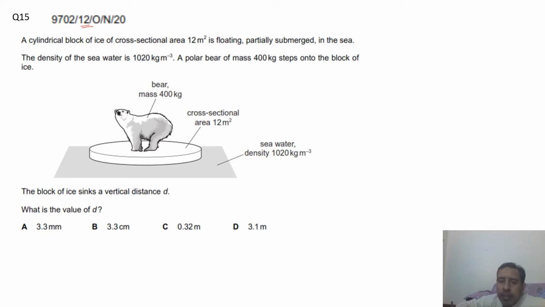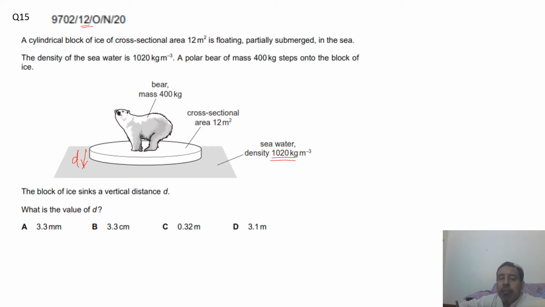Its density is greater than the fresh water, and this ice is placed floating on the seawater, and the cross-sectional area of this ice is 12 meters square. A bear of mass 400 kg is placed on it, standing on this ice. And definitely there is some distance moved by this ice vertically downward like this one. So we have to calculate this distance.